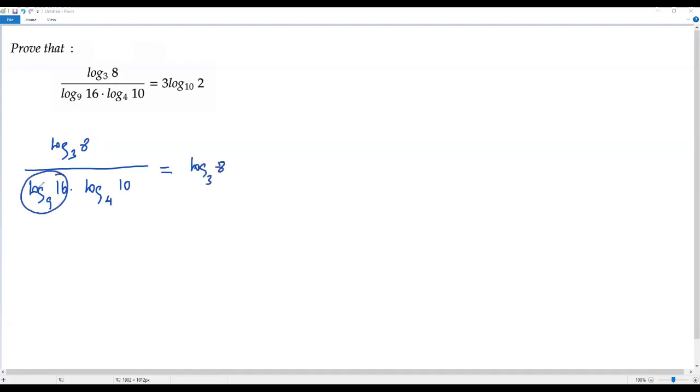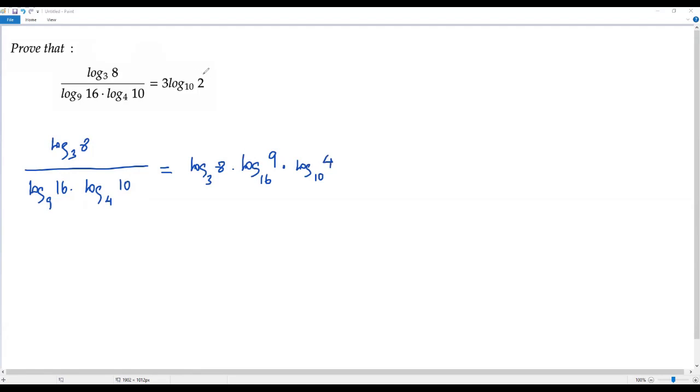Now I move this logarithm, that is log base 9 of 16, to the numerator. Whenever I move a logarithm from numerator to denominator or denominator to numerator, I have to switch the base and argument. So when I move this logarithm to the numerator, this argument 16 will become the base and the base 9 will become the argument. Then I'm getting a log base 10 of 4.